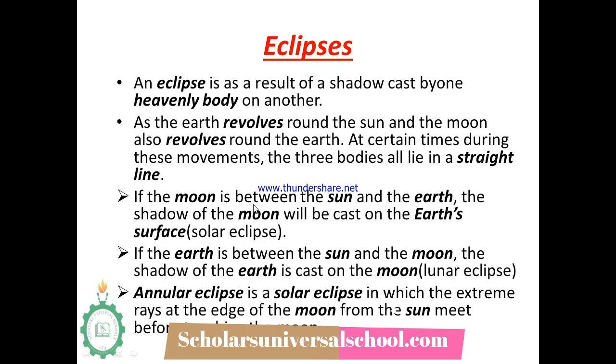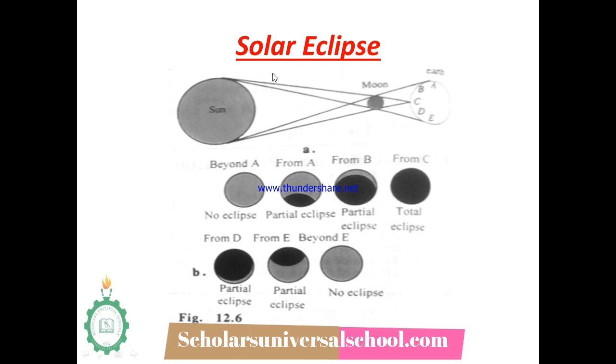Now, if the moon falls between the sun and the earth, the shadow of the moon will be cast on the earth's surface, resulting in what? The solar eclipse. You can see here you have the sun, the moon, and the earth. Once the moon is directly placed between them and they form a straight line, like you have here, you have the solar eclipse. You can see from the diagram here, this point A is beyond where the eclipse reaches, which means beyond A, you have no eclipse at all.